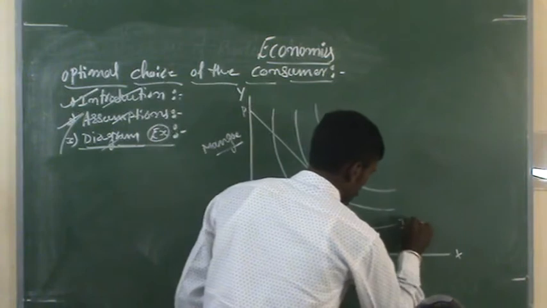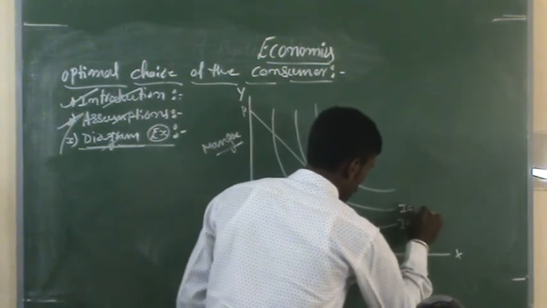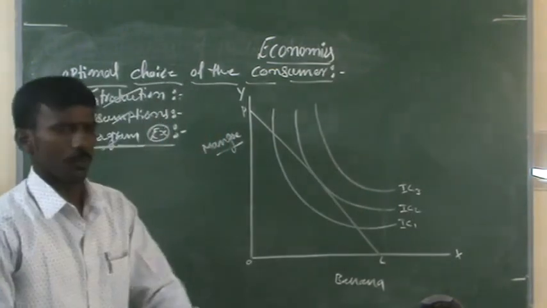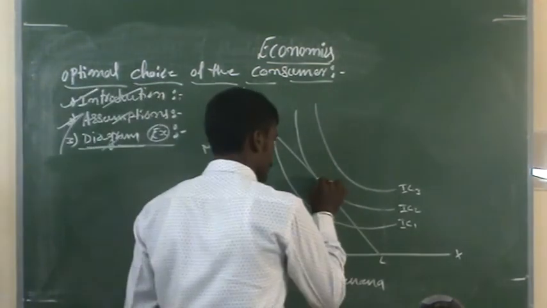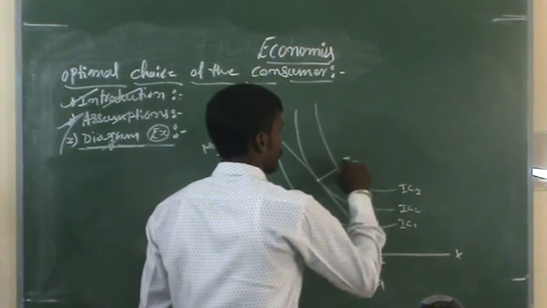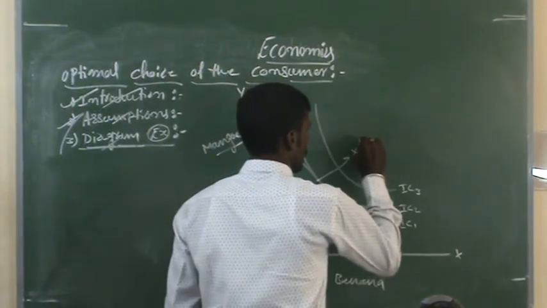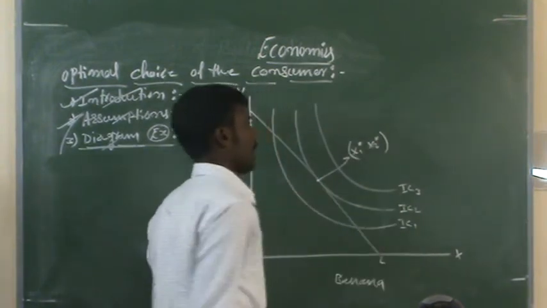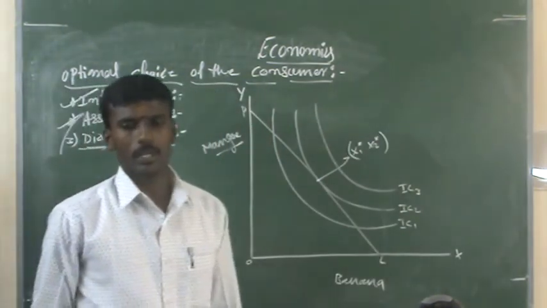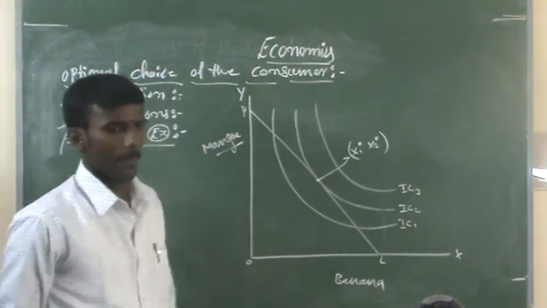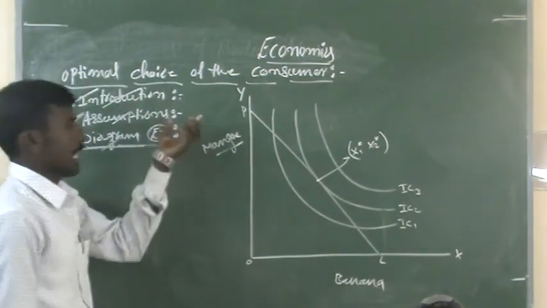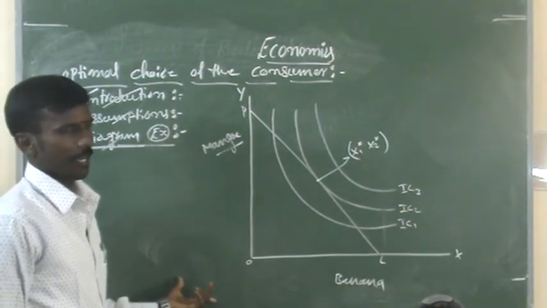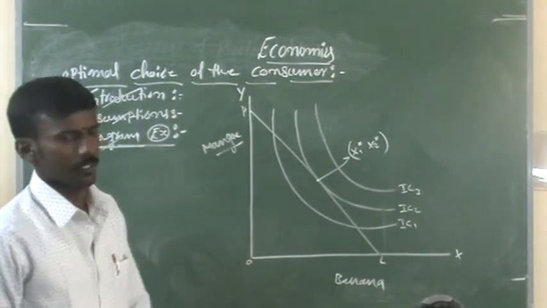Now this is IC1, IC2, IC3. See, we can construct one more, no problem. Now you have to mark this point. So this is x1 star and x2 star. So this is the simple diagram of the concept of the optimal choice of the consumer. Now we are going to explain it with the help of the diagram. The diagram is already in front of you.